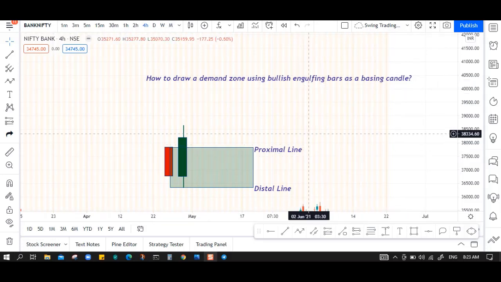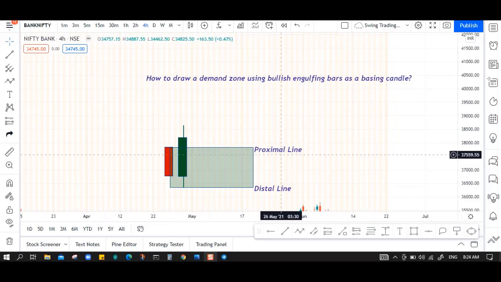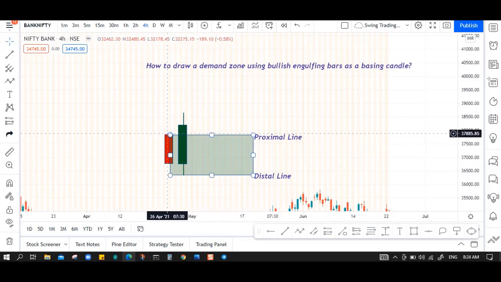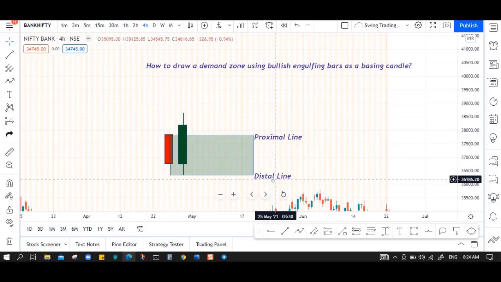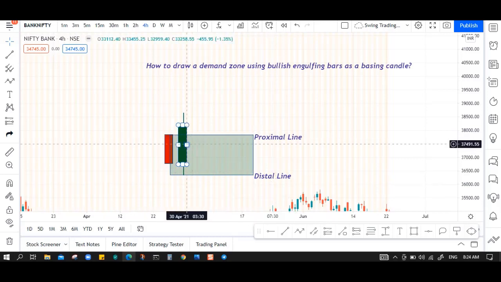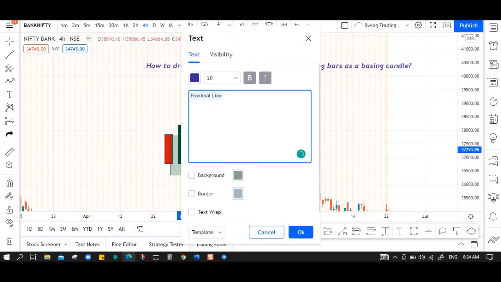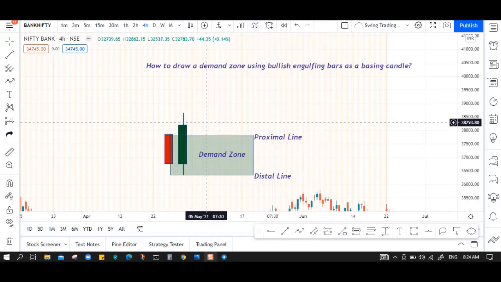To draw a demand zone using a bullish engulfing bar, which is used as a basing candle, you only need to draw two lines, right? One is the proximal line and one is the distal line. The proximal line you draw at the first candle's open price, and the distal line you draw at the second candle's lower shadow. So this proximal line is the open price of this red candle, and this distal line is the lower shadow of this green candle, which gives us a demand zone. So this is our demand zone. Got it?